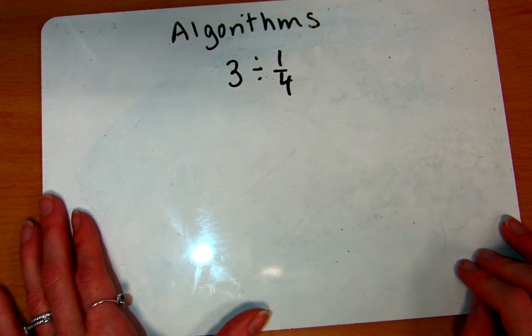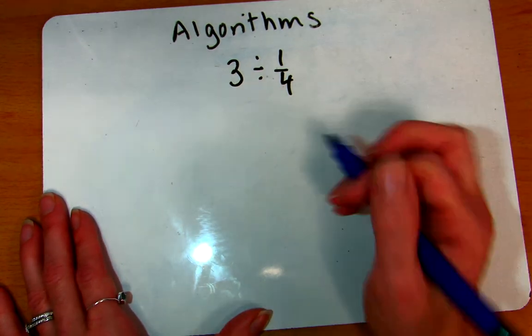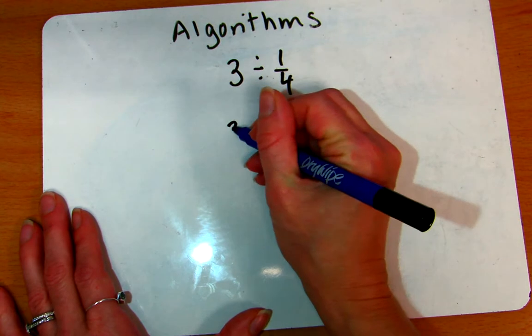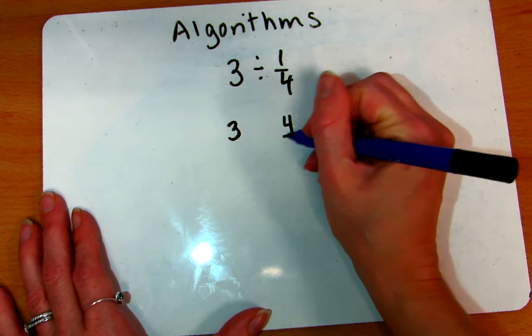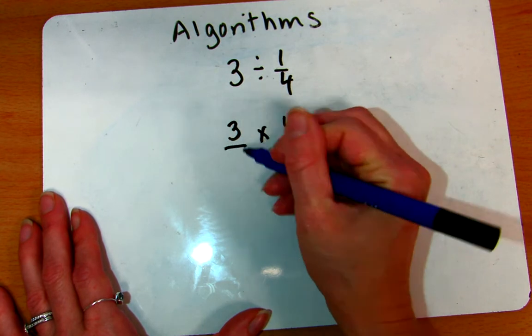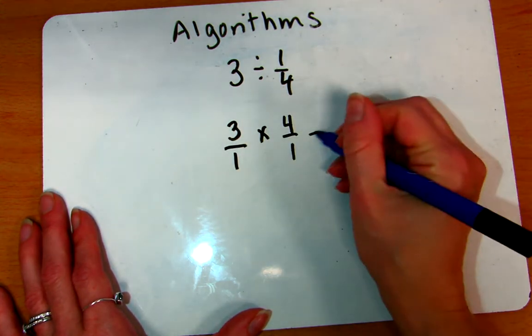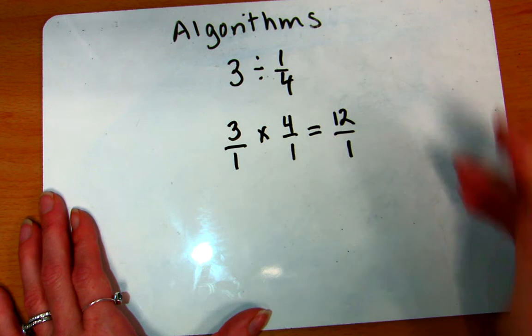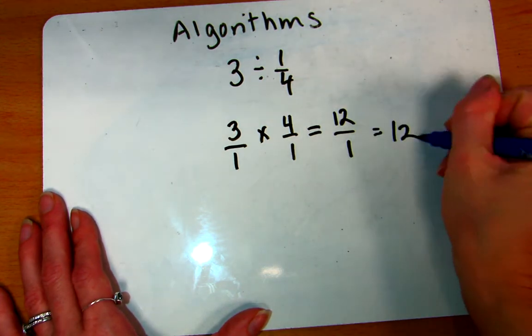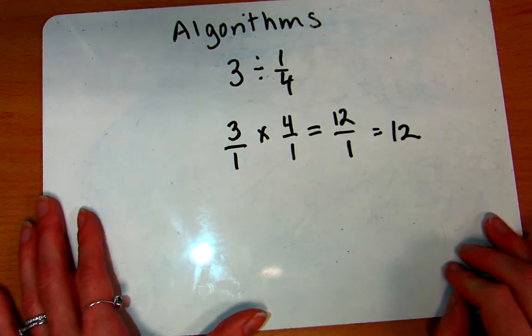So, okay, well, I'm going to multiply by the reciprocal. So I'm going to change the second number to its reciprocal, which is 4/1. I'm going to multiply. I'm going to put that over 1. What do I get? 3 times 4 is 12. 1 times 1 is 1. My answer is 12. So 1/4 fits into 3 12 times.